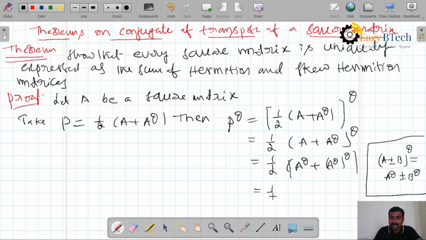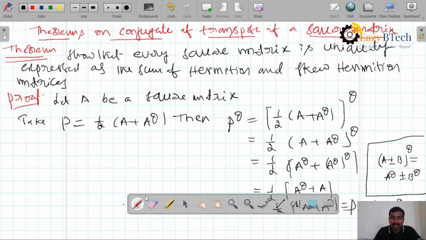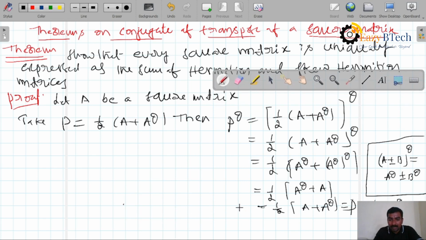So this can be written as 1 by 2 into A power theta plus A power theta whole power theta. Already we discussed that A power theta whole power theta is always equal to A. Therefore, writing in the symmetric manner, we get 1 by 2 into A plus A power theta. This is again equal to our taken matrix P. Finally, P power theta equals P.